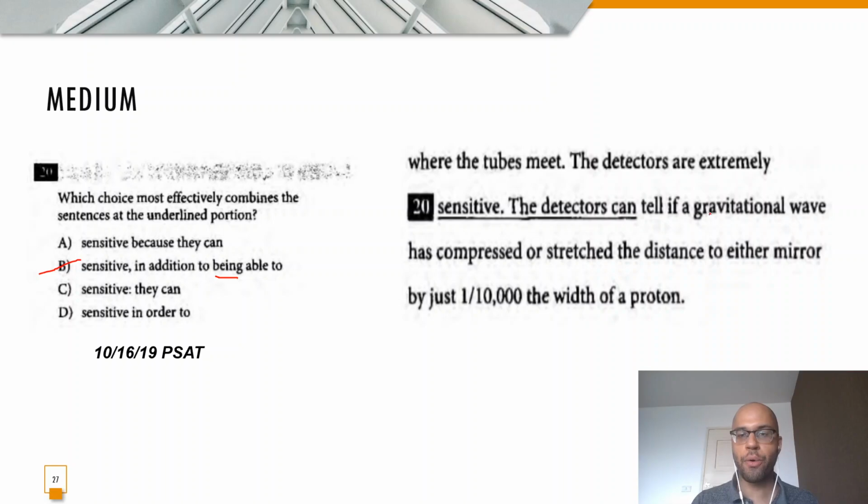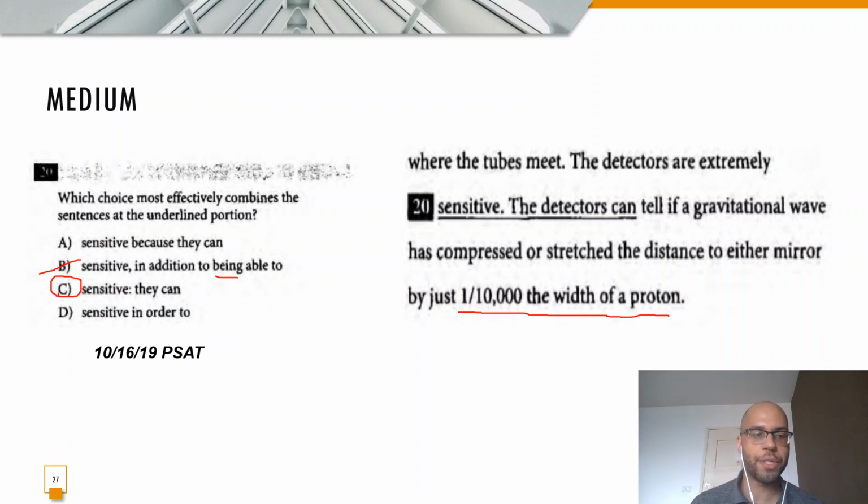What I'm noticing is that this gives details about how sensitive those detectors are, right? They're so sensitive that they can tell if a gravitational wave has compressed or stretched the distance to either mirror by just 1/10,000th. Wow, that's an extreme level of sensitivity, okay? So the best thing to do here, if we're getting extra detail or explanation about how sensitive they are, is a colon, showing, okay, the detectors are extremely sensitive. The colon means, well, how sensitive are they? And then the answer comes on the other side, okay?